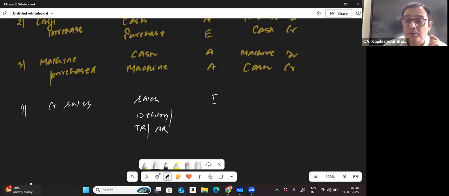Debtors in this case is going to be what? That's right. It is going to be an asset. So income is always a credit. So in this particular case, we'll put the entry: account receivable or debtors gets a debit and the sales gets a credit.